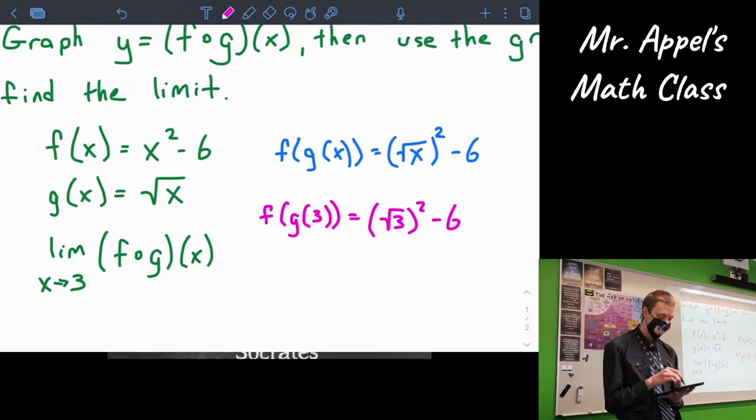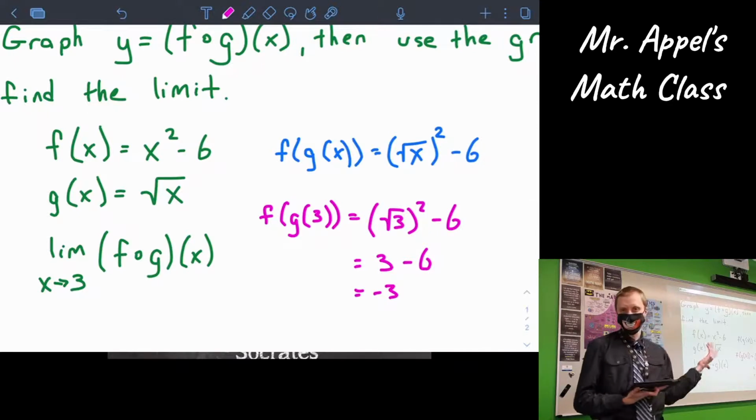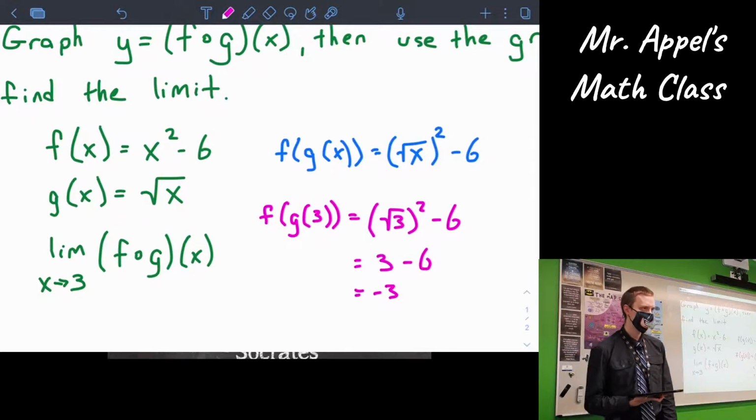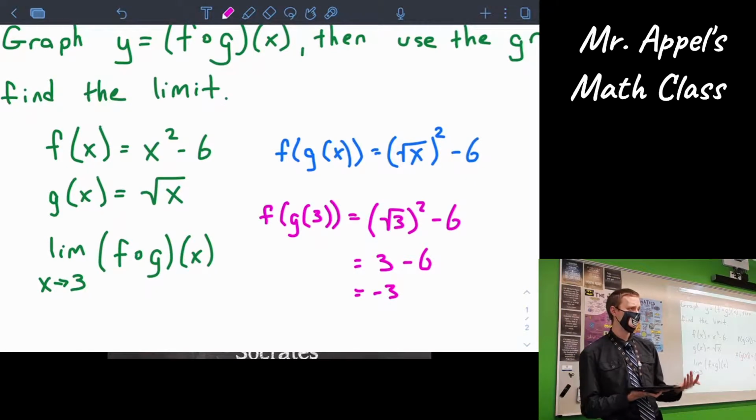Well, the squaring undoes the square root, so we're just back to 3, right? And then we subtract 6, and we get 3 minus 6, which is negative 3. Oh, well, this one's actually defined at positive 3. Okay, let's see if the limit actually agrees there.